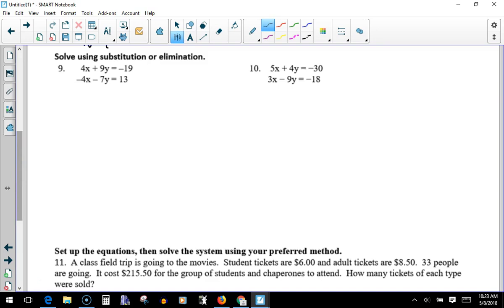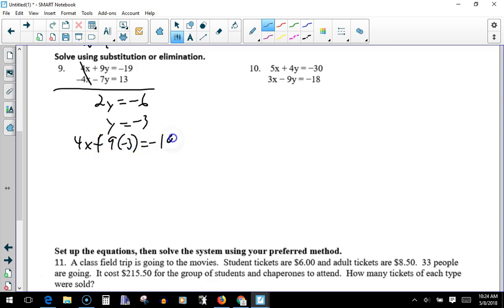Number 9, either one, substitution or elimination. Number 9 screams at me to do elimination because these are already opposite. So 9y minus 7y is 2y, and that's negative 6. Y is negative 3. Plug negative 3 in wherever. I'm going to do the first one, 4x plus 9 times negative 3 equals negative 19. That's going to give me 4x minus 27 equals negative 19. Add 27 to both sides, and that's going to give me 8. And then x is 2. So my point is 2, negative 3.